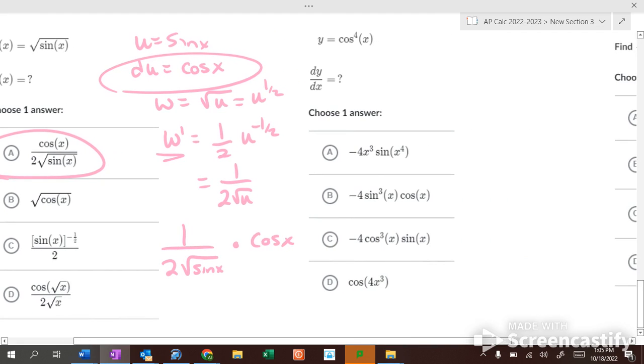Cosine to the 4th of x. What did we say above? It was when it was a composite function. Cosine of x to the 4th power, right?